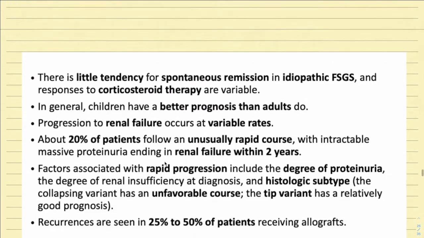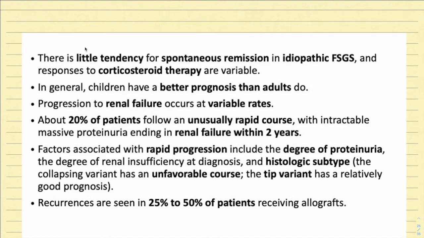Now, very important thing, there is a little tendency for spontaneous remission in case of idiopathic FSGS, and the response to corticosteroid is not consistent, it is variable. Children having FSGS have a better prognosis as compared to adults, and the progression to renal failure is variable. Around 20% of patients have an unusually rapid course. They will develop collapsing glomerulopathy and they will die with massive proteinuria ending in renal failure within 2 years.